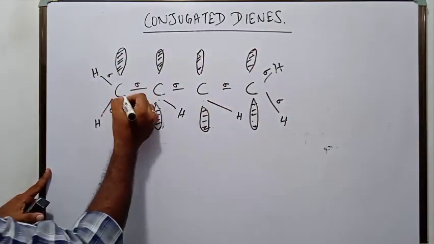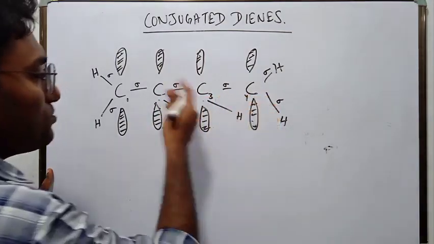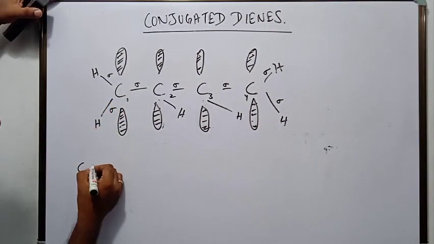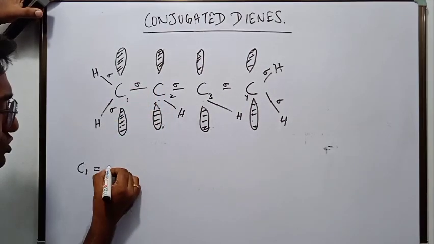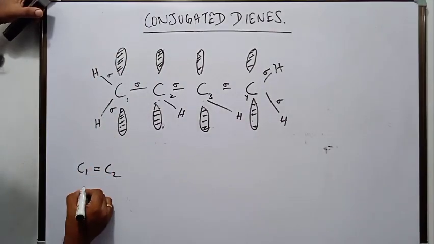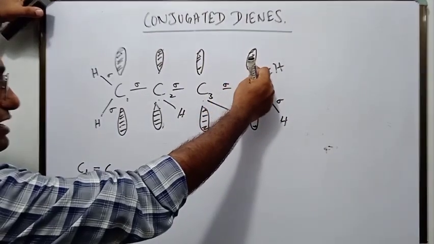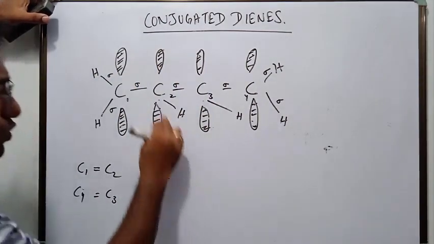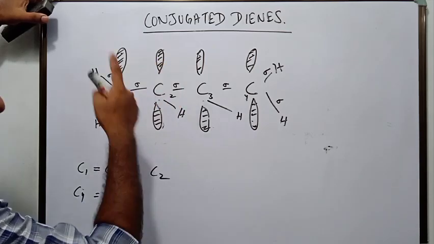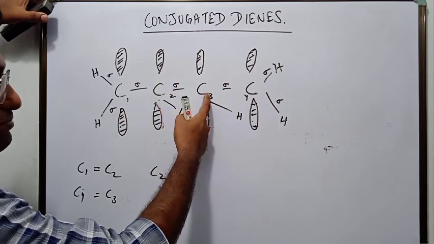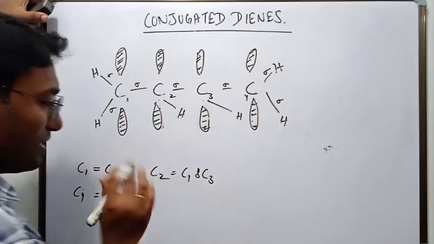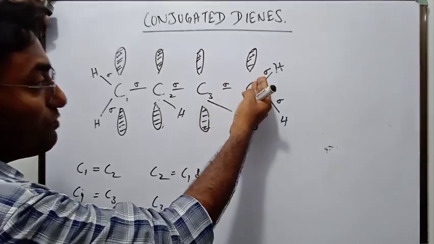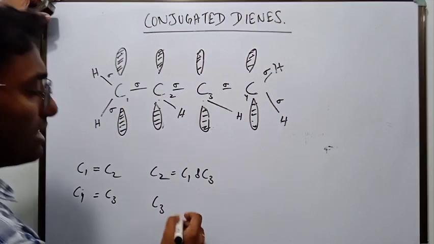What are the options available? This is carbon 1, 2, 3 and 4. Let us see. Carbon 1's unhybridized p orbital can overlap with carbon 2's unhybridized p orbital. Carbon 4's unhybridized p orbital can overlap with carbon number 3's unhybridized p orbital. Carbon number 2's unhybridized p orbital can overlap with carbon number 1, as well as with carbon number 3's unhybridized p orbital. And carbon number 3 can overlap its unhybridized p orbital with carbon number 4 and carbon number 2's unhybridized p orbital.